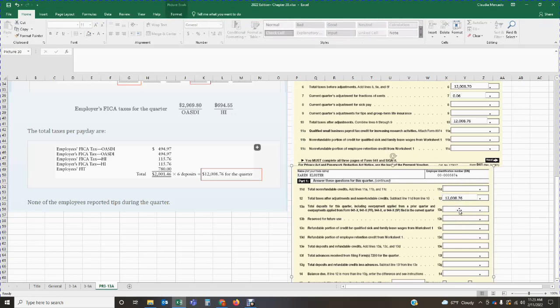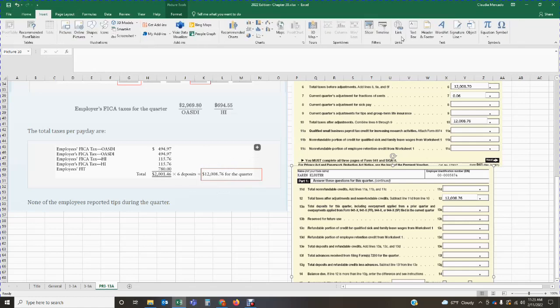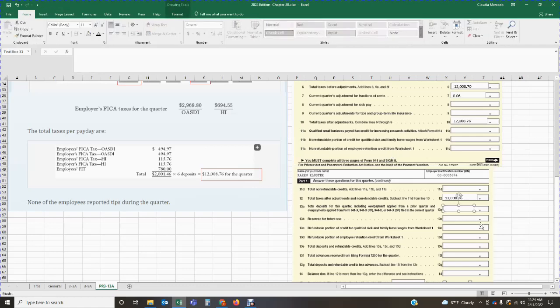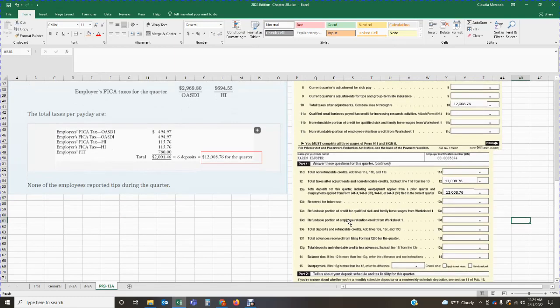For number 13, it says total deposits for this quarter, including overpayment applied from a prior quarter, filed in the current quarter. So the total deposits made, according to the problem, were $12,008.76. Total deposits information is given to you in the problem. 12,876. Line 13, reserved for future use, does not apply.